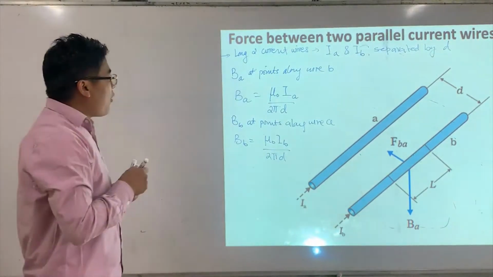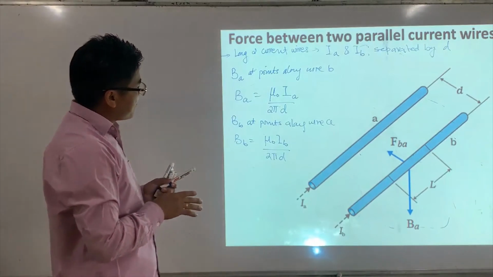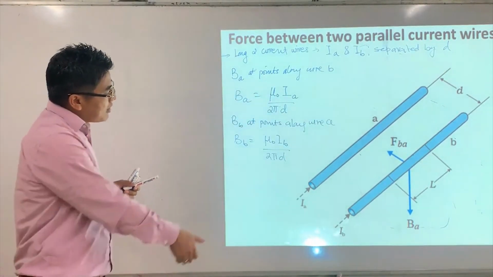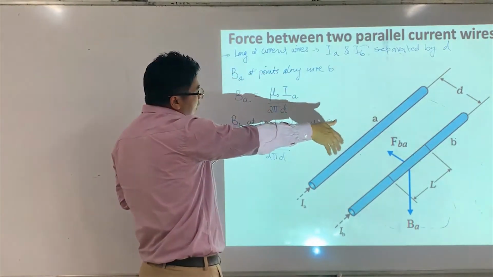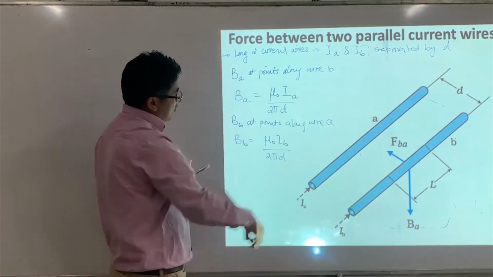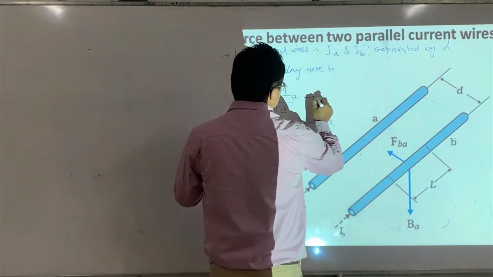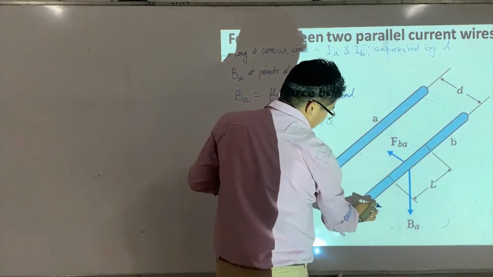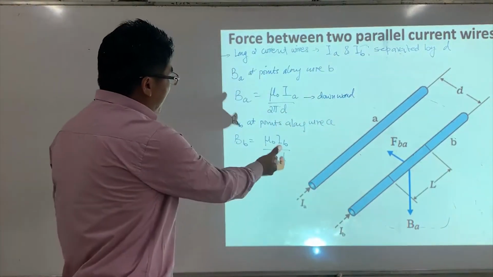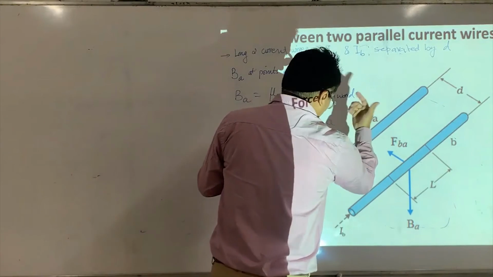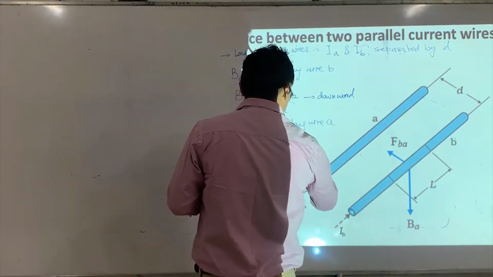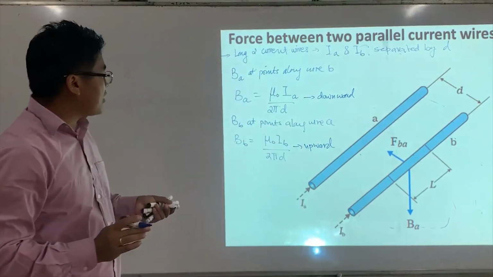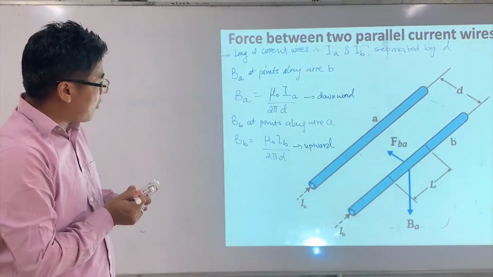Alright, so now let's see the directions. Direction is given by the right hand thumb rule. In this case, the magnetic field here is downward. What about that magnetic field? Look here, upward. So the magnetic field is, one is upward and another one is downward.